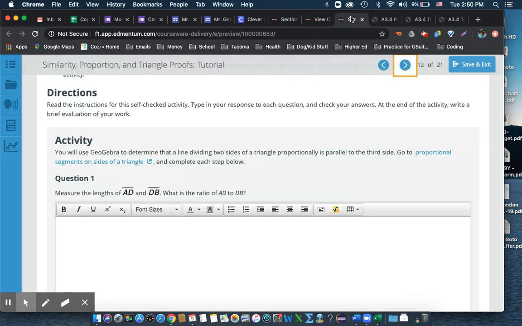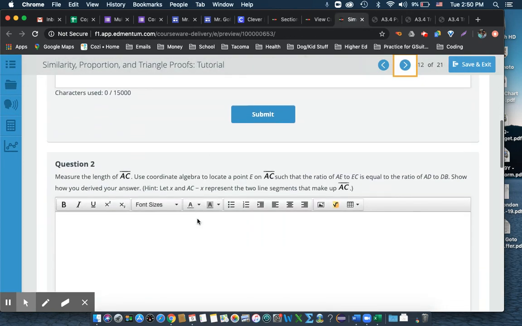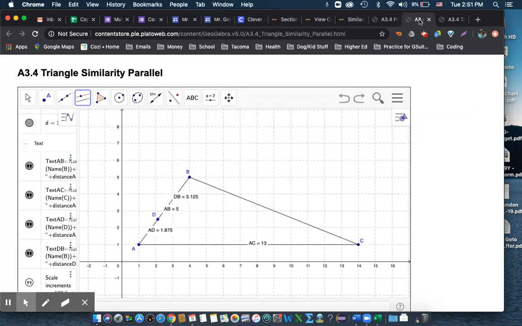Okay, now their directions are kind of tough to follow. It says measure the length of AC, use coordinate algebra to locate point E such that AE to EC is equal to the ratio of AD to DB. All right, now I'm not going to have you do it that way because that way it'll take way too long. So instead, here's what I want you to do.